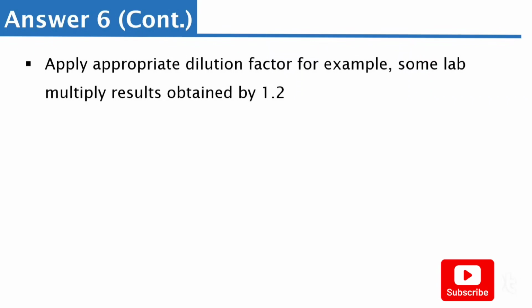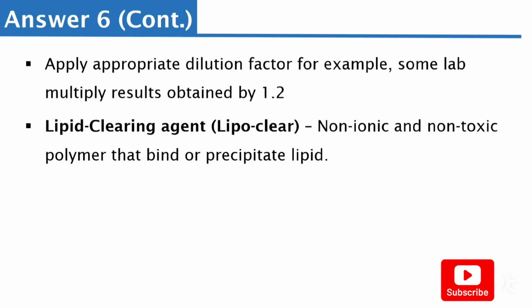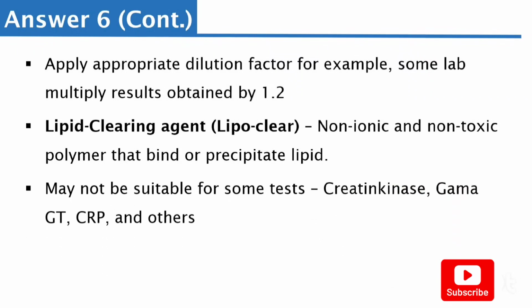Now, apart from using normal saline to dilute it, there's also something common in pathology laboratories. They can use what we call a lipid clearing agent like LipoClear. This is a non-ionic and non-toxic polymer that can bind and precipitate lipid. Once you use this LipoClear, it's going to precipitate the lipid. That will help you to remove the lipid. Does that make sense? Then run the sample. But the problem with that is it can affect some results, and therefore it may not be suitable for some tests, such as creatine kinase, gamma GT or CRP, and others. It may affect some of these results.